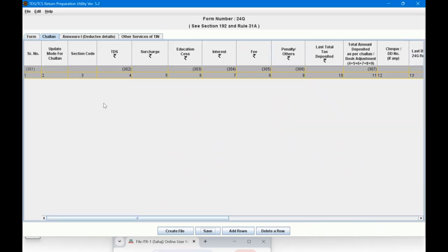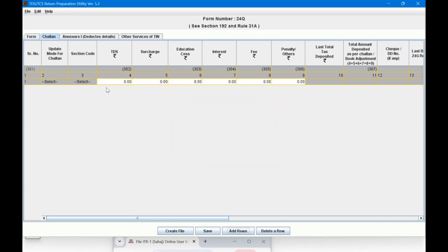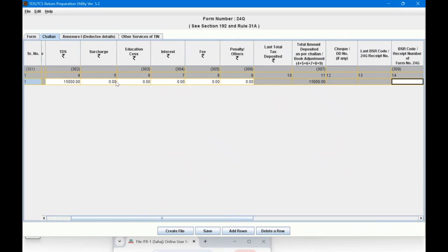Then we are required to provide the details of challan, exactly similar to form number 26Q. We are required to add rows. Say there is only a single challan, so I need to add one row. Then we are required to provide the amount of the TDS deducted and paid through that challan. Say it was 15,000. There is no surcharge, etc. We are required to provide the BSR code.